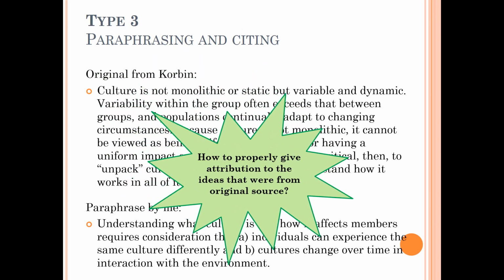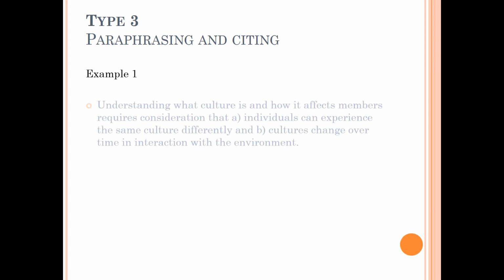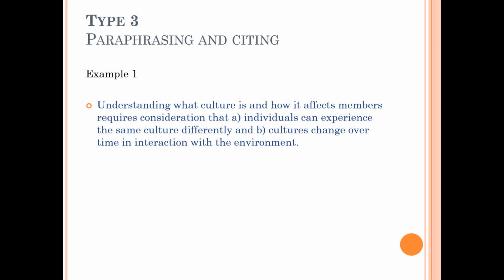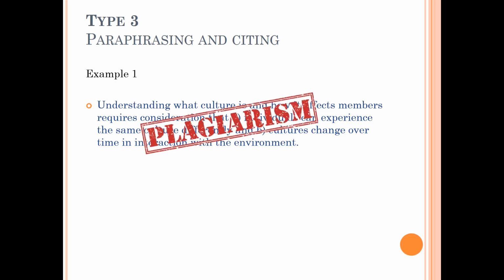So how do I properly give attribution to the ideas that were from that original source, Corbin? Well, let's look at some examples and see how to do it. So here's that paraphrase by me. If I leave it just like this, because remember, these are my own words, is this plagiarism? Yes. Why? Because even though the words are my own, the ideas were not. So I need to cite my source in some way.